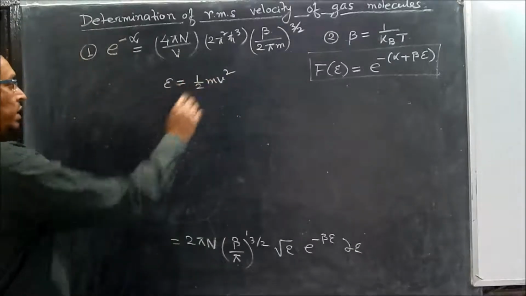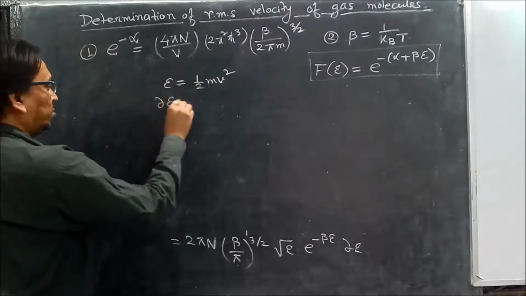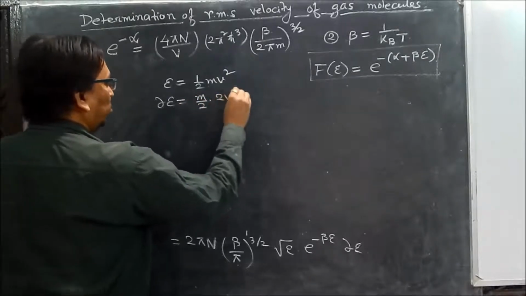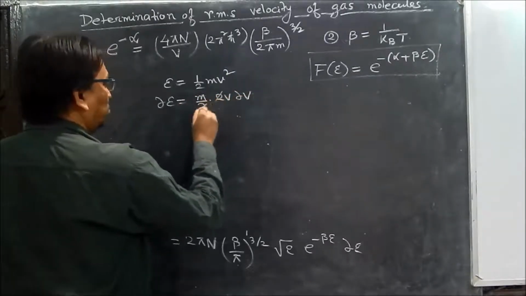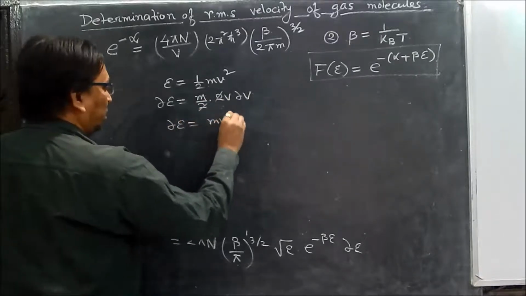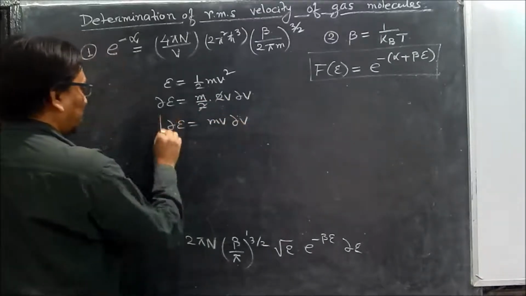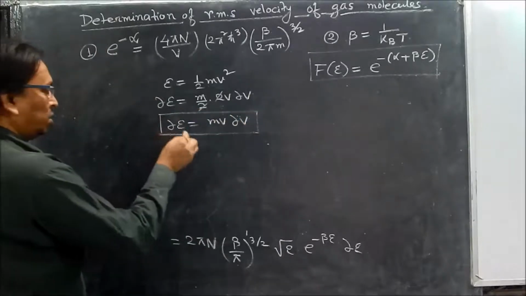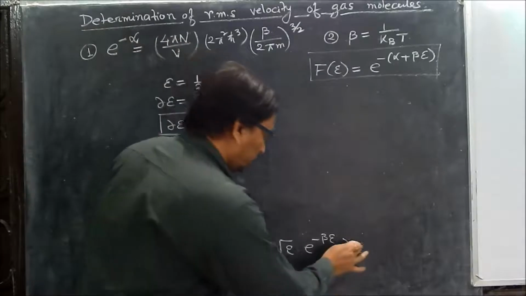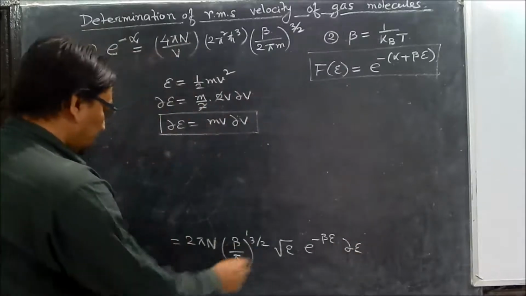Now if we take the derivative on both sides, del epsilon is equal to m by 2, which is constant, times 2v del v. So this 2 is cancelled, and we get del epsilon is equal to mv del v. So we can change this energy parameter and write del epsilon equal to this thing.